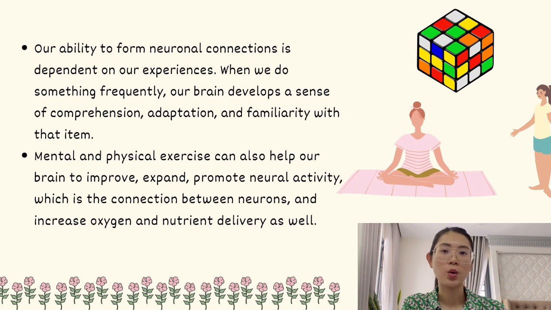Our ability to form neural connections depends on our experiences. When we do something frequently, our brain develops a sense of comprehension, adoption, and familiarity with that item. For example, when we first start trying to solve a Rubik's Cube, we may not know how to do it, and we may search on the internet or watch YouTube videos for tutorials. However, when we practice more and more, we will be able to solve it without any instruction needed.